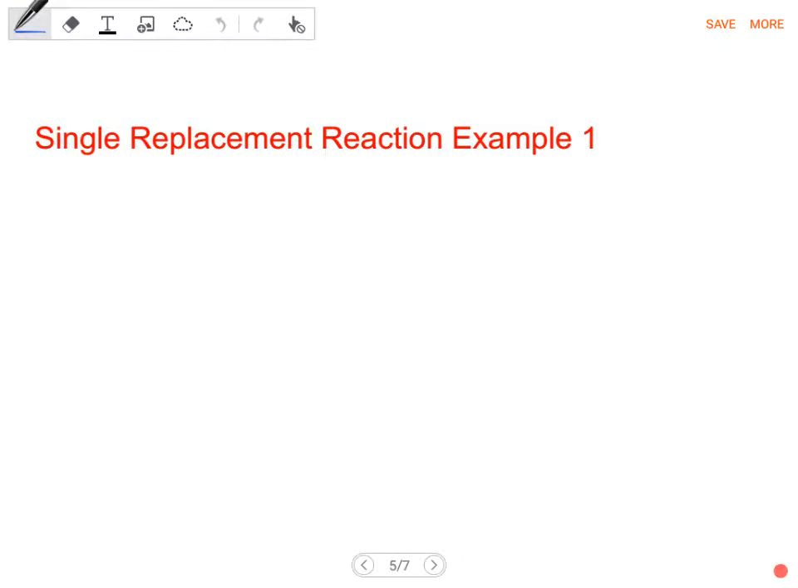Okay, so, it doesn't really matter what we take. Let's go with magnesium plus NaCl. Okay. Now, magnesium, that's going to be our A. This is our BC. Now, magnesium is a standalone metal, so that's going to be solid.